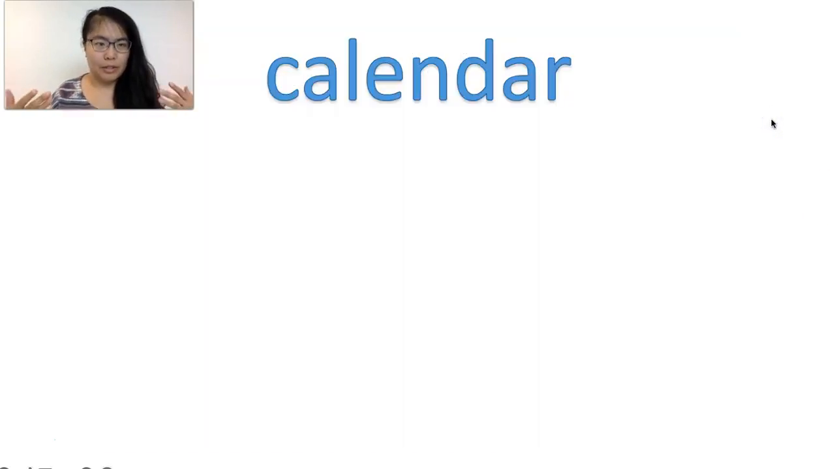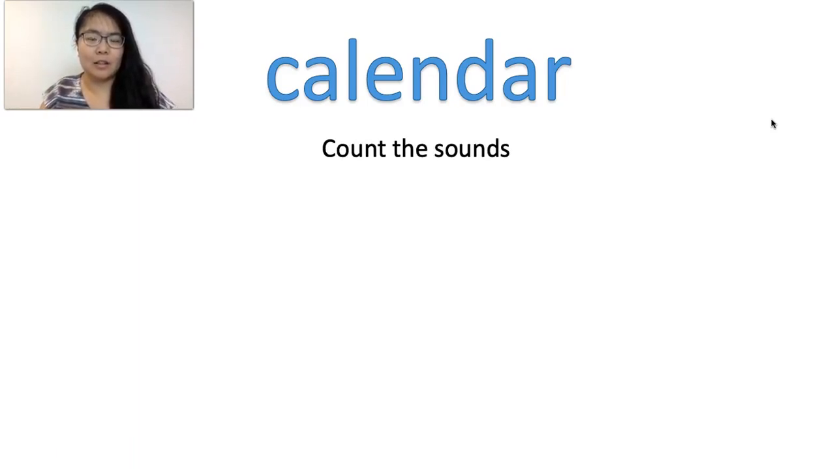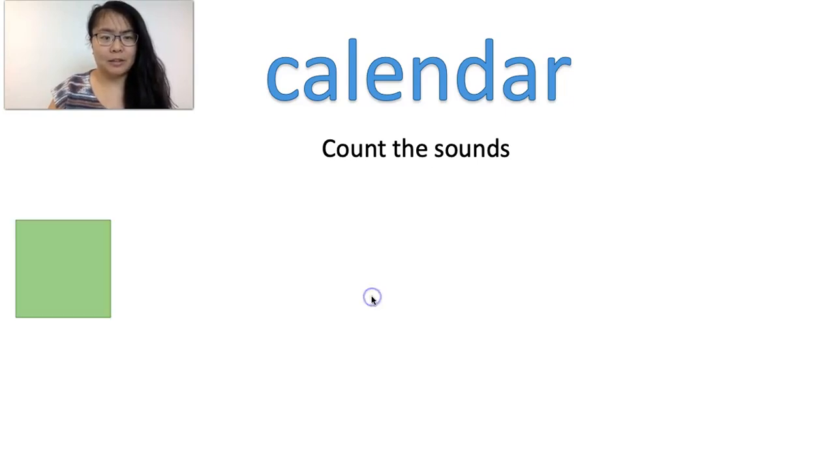So we're going to go over some vocabulary words. Calendar. Now you say it. Calendar. Good. Can you count the sounds with me? Counting the sounds helps us know how to spell and how to write the letters. So it's important to know how to spell and how to write.